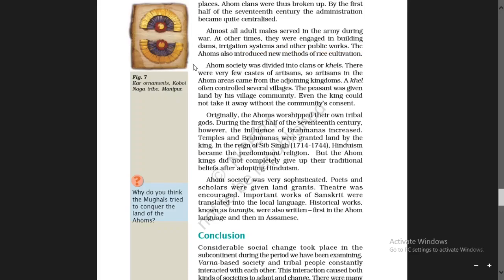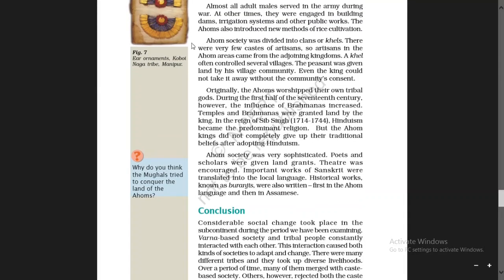Apart from the work of the army, at the time of war, they used to do their work. But when they were not working as an army, they were engaged in other works such as building dams, irrigation systems, and other public works. The Ahoms also introduced new methods of rice cultivation to grow rice. A new method was introduced by these Ahoms.